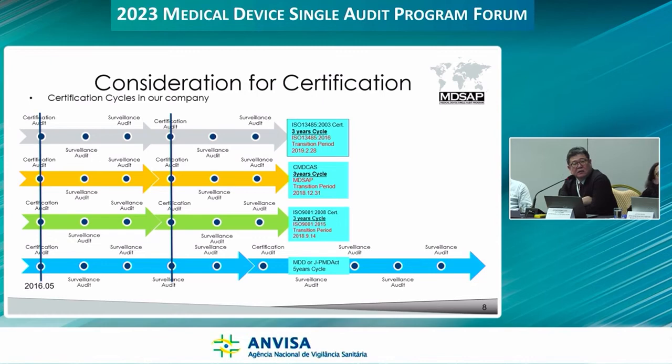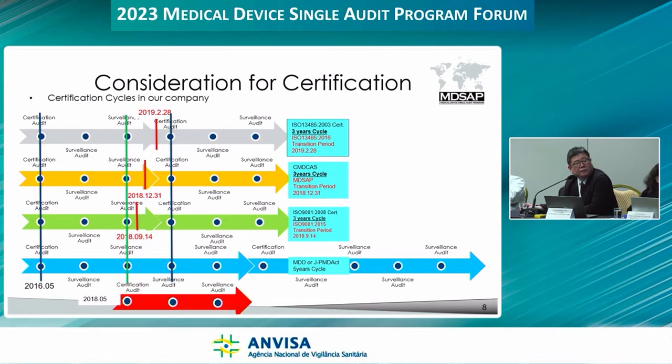Bottom line is integrated EU MDD or Japanese PMDA Act. In the case of the MDD or Japanese PMD Act, they have the 5-year cycles. Therefore, as a manufacturer, I have to consider such manufacturing certification cycles. Therefore, we select and carry out MDSAP's audit, and after that, we move on to the MDSAP schemes for the Kamikaze and also Japan selection.